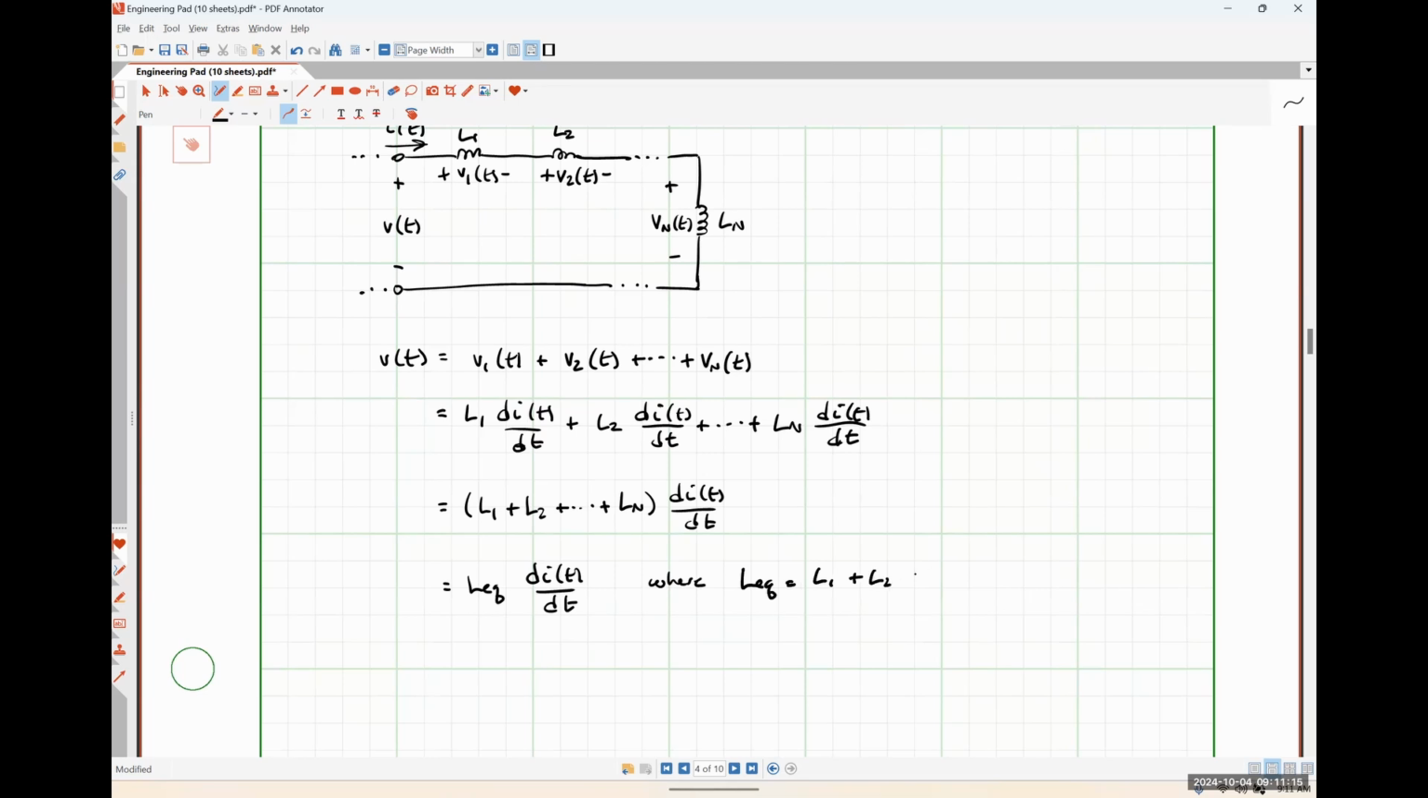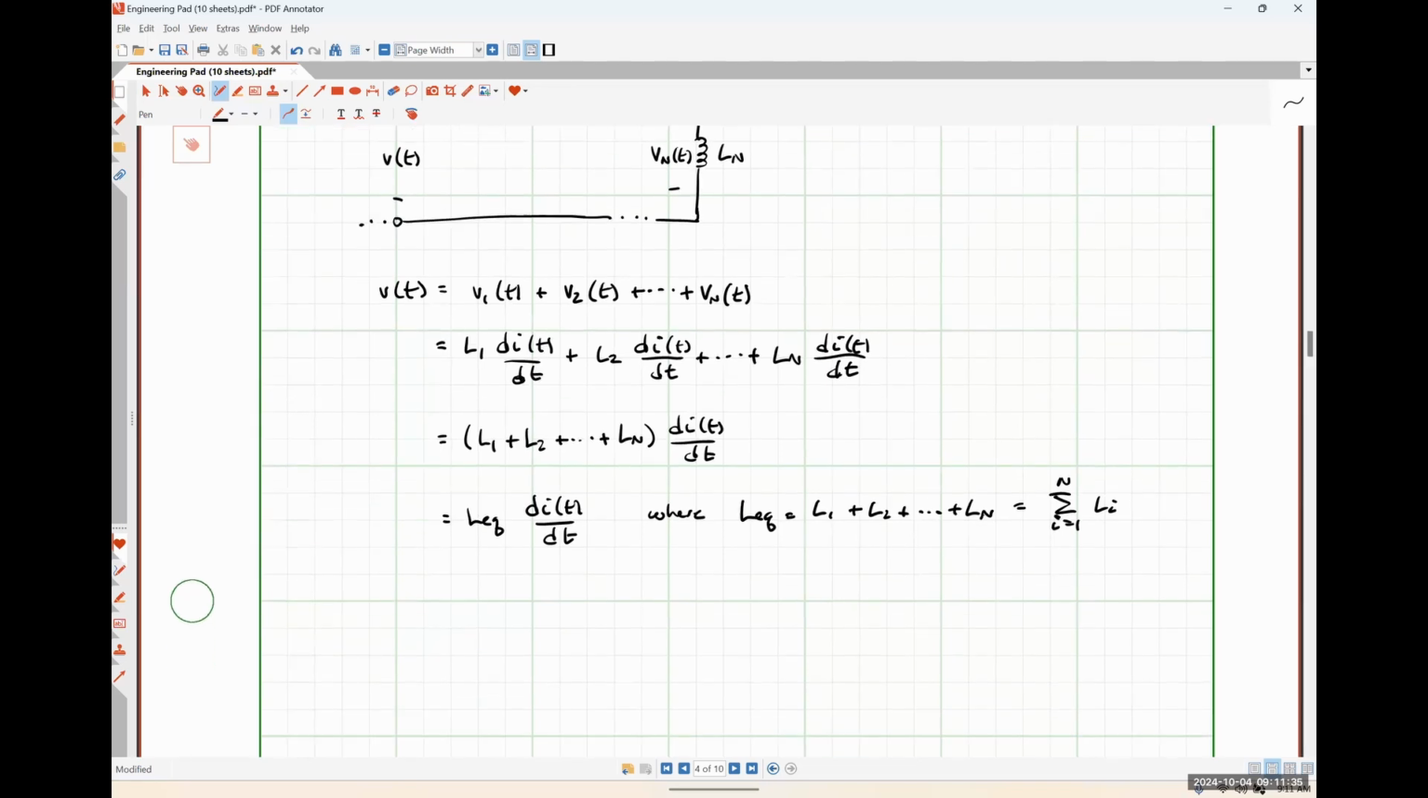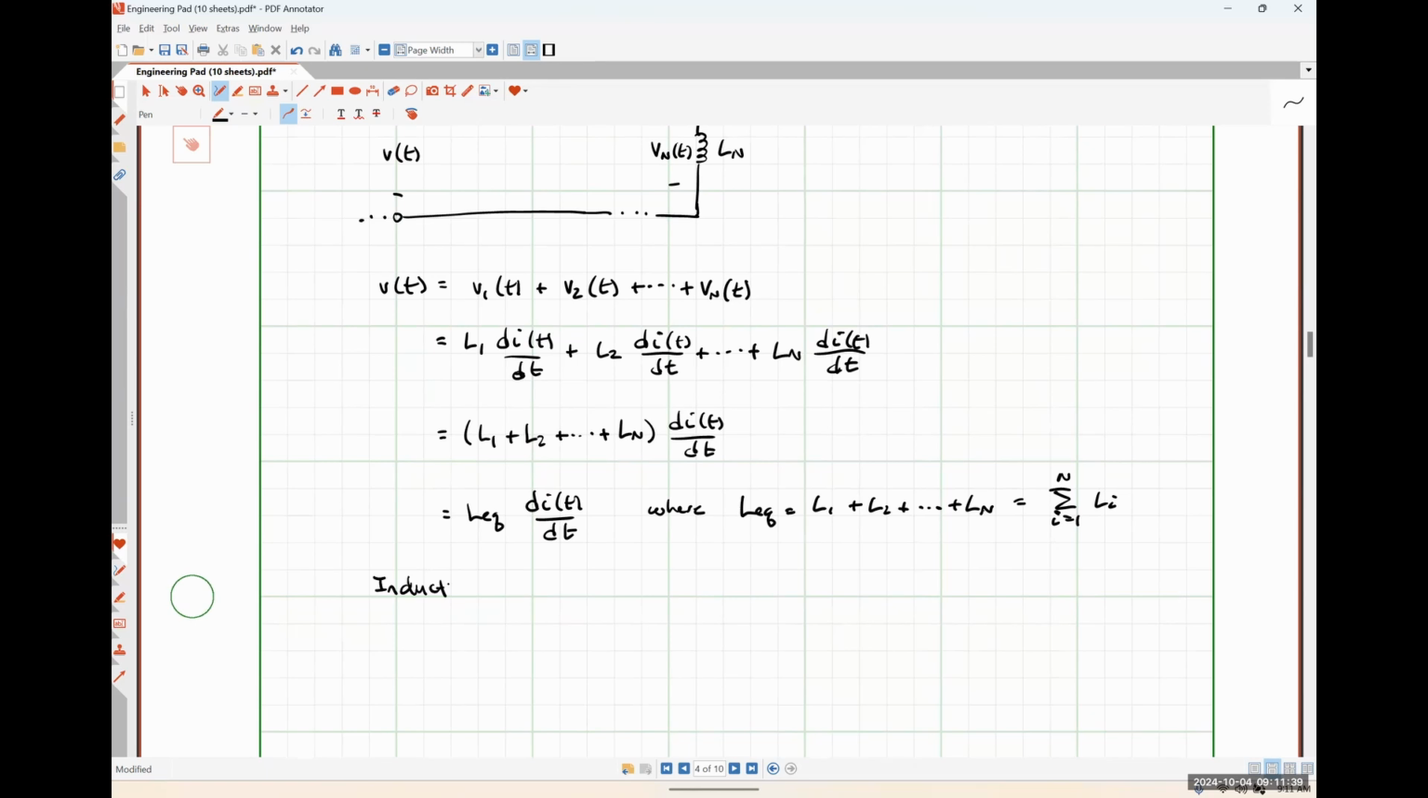where LEQ is simply L1 plus L2 all the way out to L sub n, or the sum from i equal to 1 to n of L sub i. In other words, inductances in series combine like resistances in series. So without making you guys suffer through another boring derivation, how do you think inductances in parallel are going to combine? Like resistances in parallel. All right, so I won't make you suffer through that math. It's very similar to this, except it's just using the integral relationship.